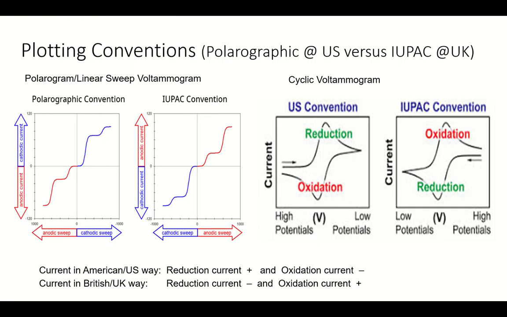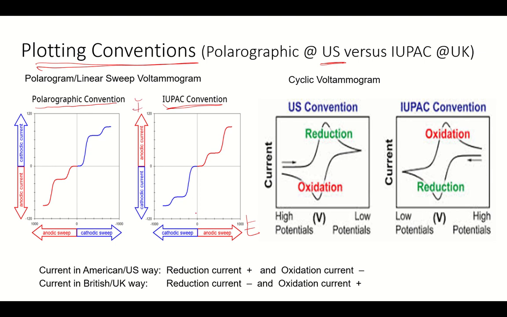Then there are two plotting conventions, so don't get confused with the plots, because different countries use different plotting conventions. For example, the polarographic convention is used by Americans in this style. For IUPAC, which is UK or British, we follow this IUPAC convention. The difference is the current. Here the potential is E and this is the current I.